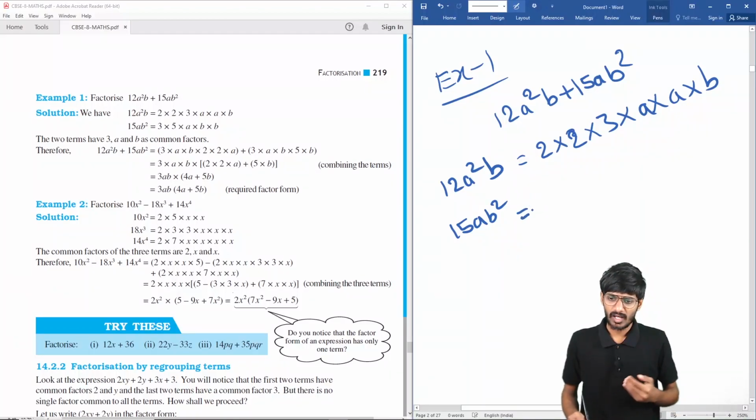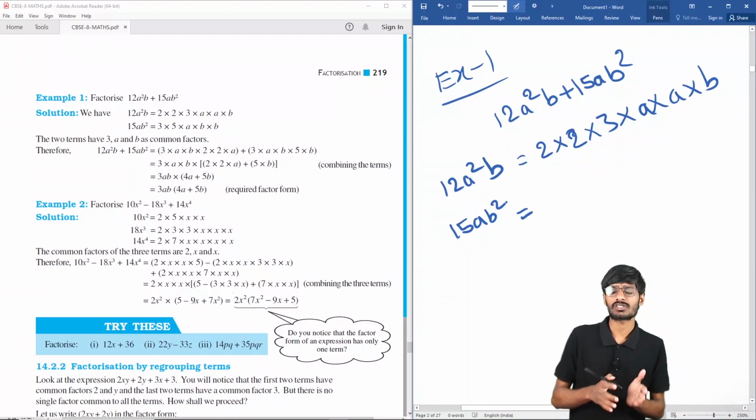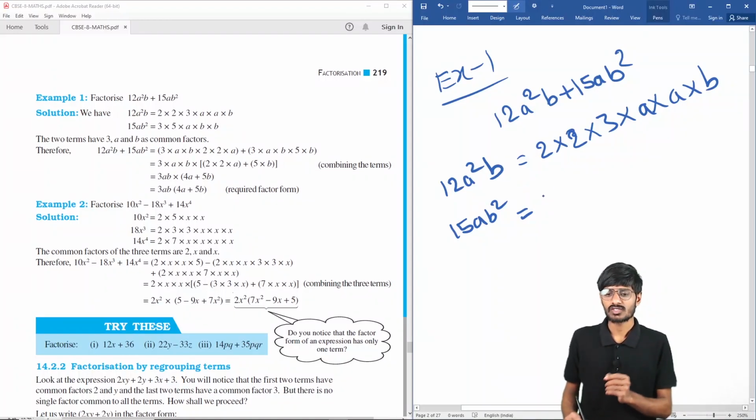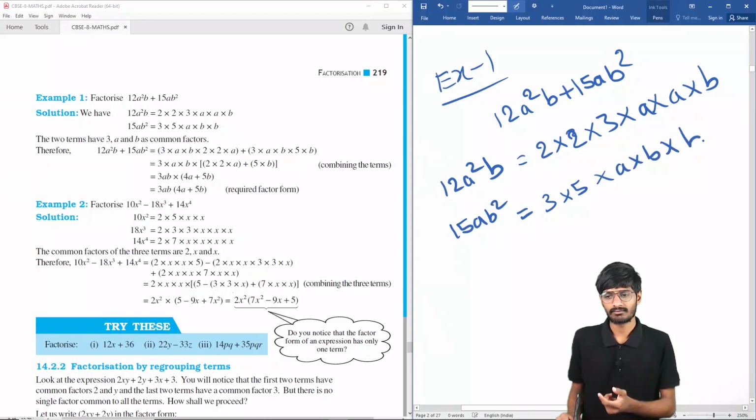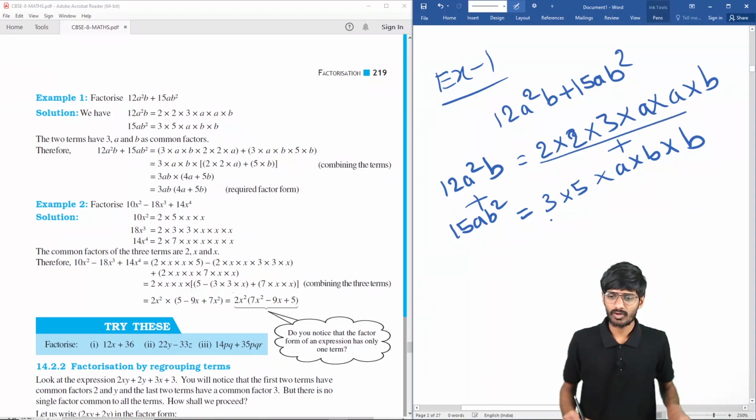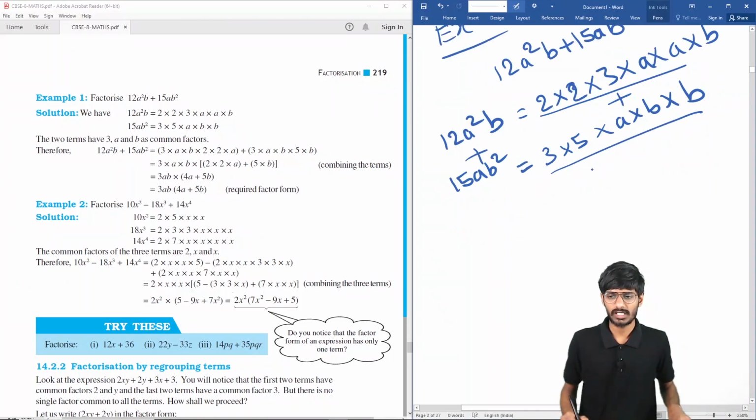Okay students, now we have to repeat the same process for the next, 15ab square. So 15 can be written as 3 into 5 into a into b into b. So we have to write them in the form of product of factors. Now we have to combine these two things.